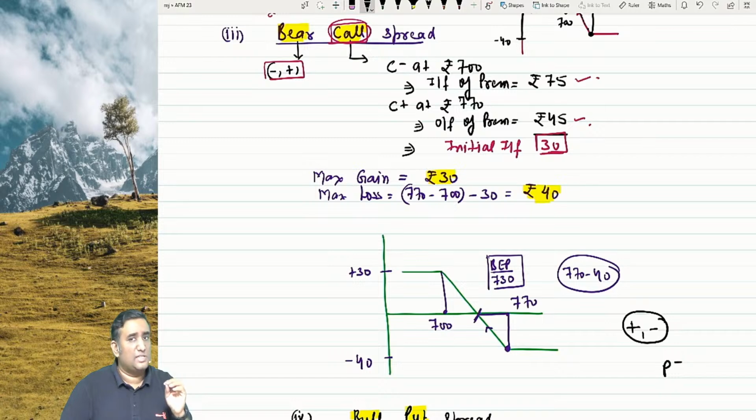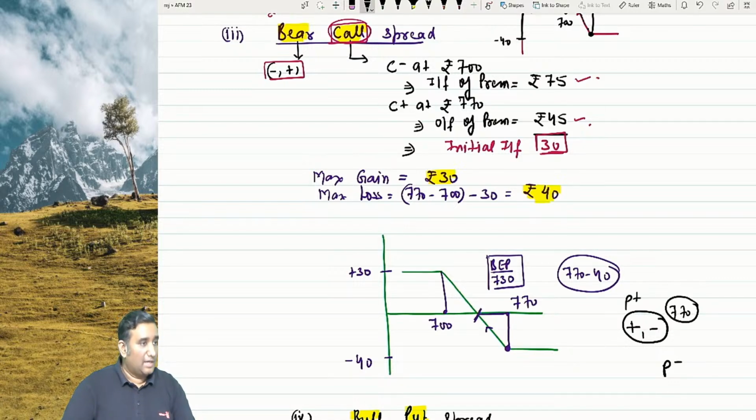Put is exercised when price falls. Holder expects price fall, writer expects price increase. So if by chance he writes a P minus at 770 and the price starts falling, think of the situation. Why would he write P minus at 770? He will not expect price to fall below 770. But what if the price starts falling by chance? Then he would be at extreme loss. To cover himself, he safeguards himself at what? This. Understand what I'm saying?